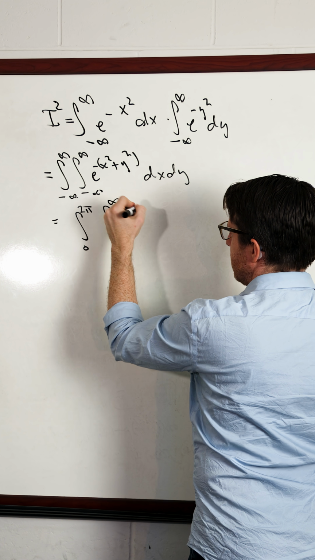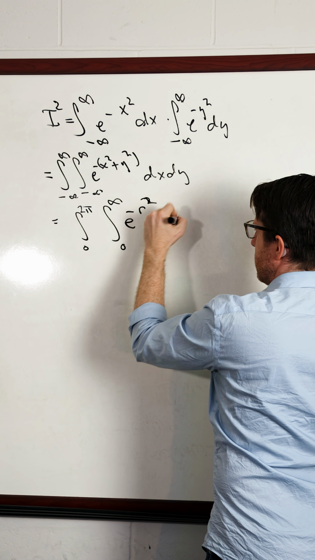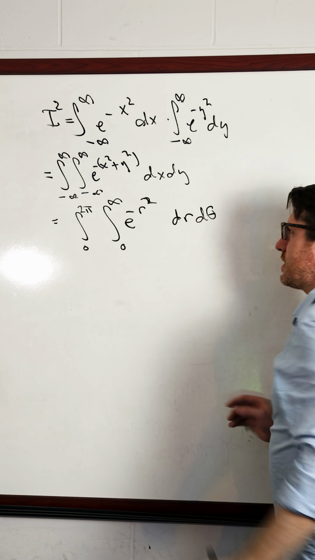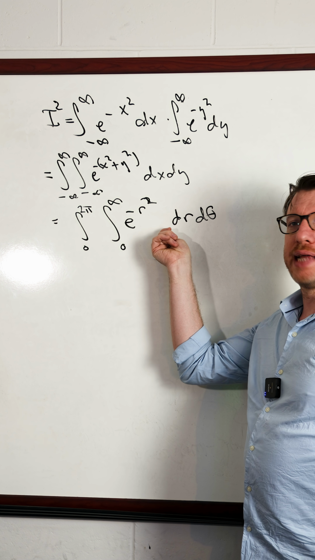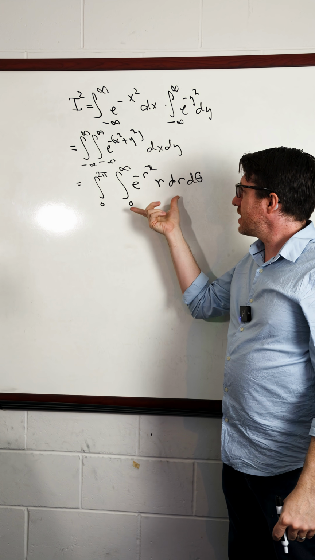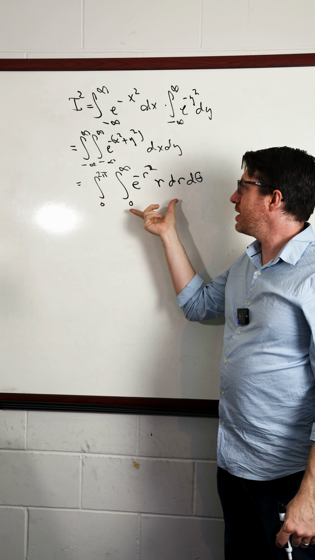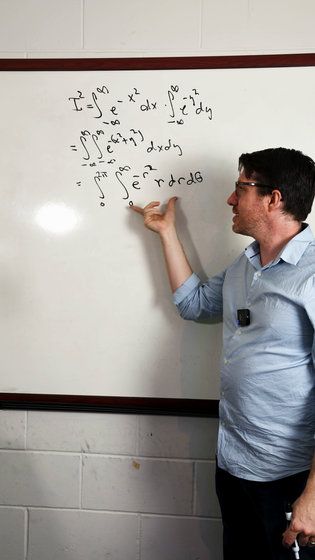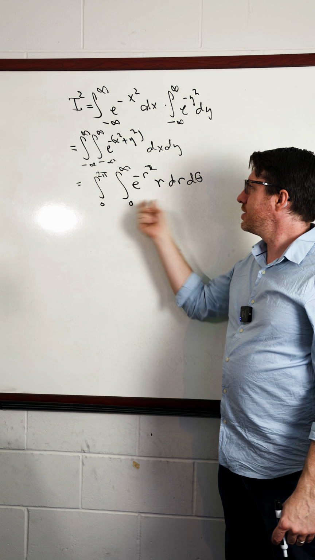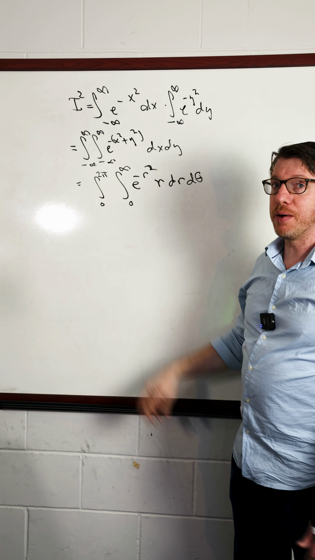This ends up becoming e to the minus r squared. And then we're going to get dr and d theta, but that's not quite it, because we also need that r term from the Jacobian. That's actually something we can incorporate here with a u substitution to get a concrete value for this integral. And then the outer integral actually has nothing to do with r, so we can just go ahead and do it, and that's going to pop out 2 pi.